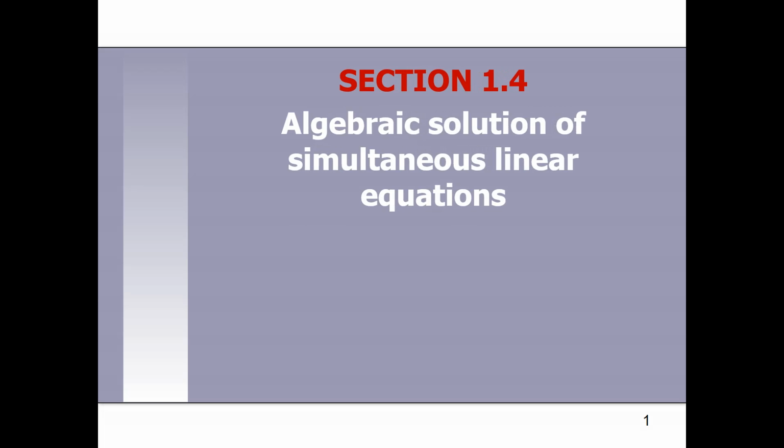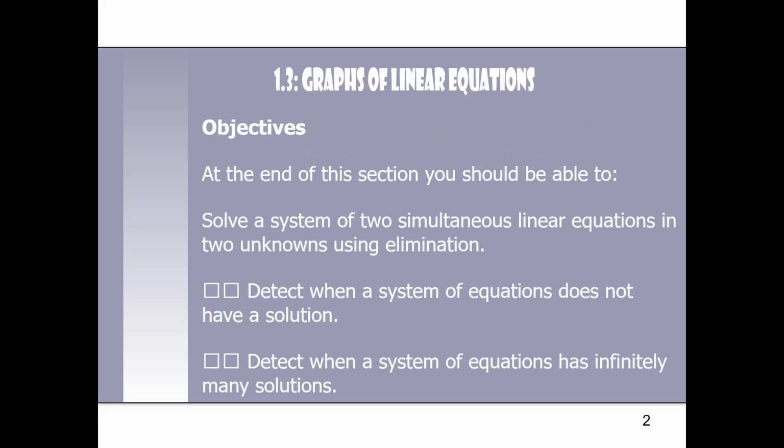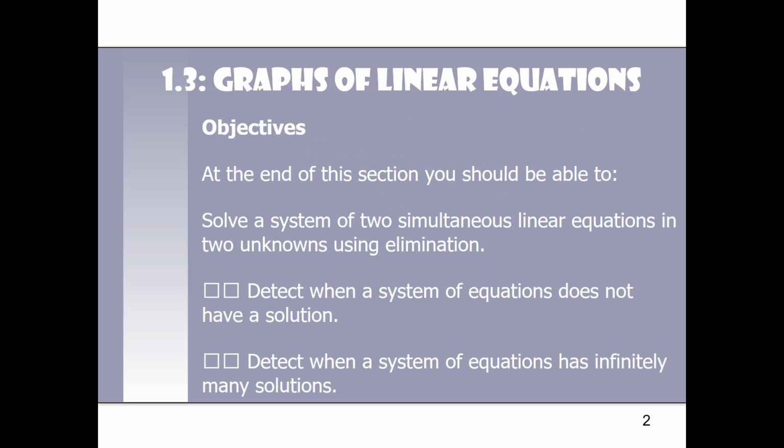Today we will start with section 1.4 with the title Algebraic Solution of Simultaneous Linear Equations. So the objectives of this topic are, at the end of this section you should be able to solve a system of two simultaneous linear equations and two unknowns using the elimination method, detect when a system of equations does not have a solution, and detect when a system of equations has infinitely many solutions.